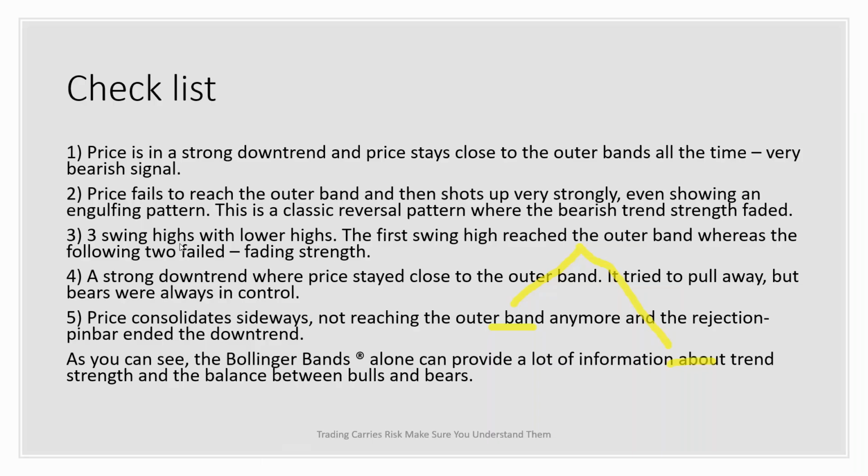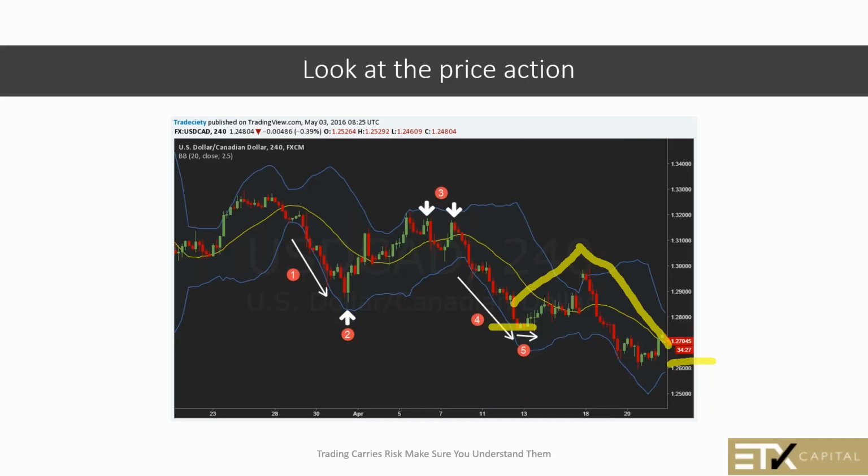So in one, price is in a strong downtrend. Price stays close to the outer band all the time, which is a very bearish signal. See how it's riding down? It broke the moving average up here, and it started riding those bands down, and that was a very bearish signal. Now what happens here? We see it move away from the band. What does that tell you? That this current trend is losing its momentum. Not that it's lost it, it's starting to lose it.